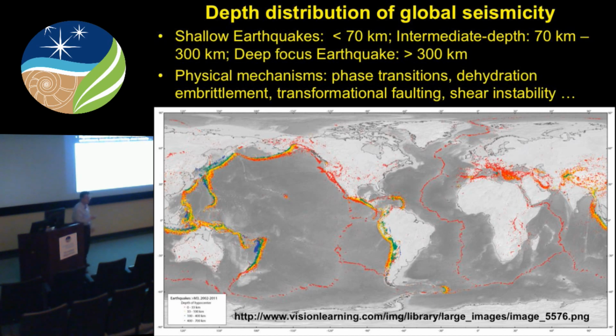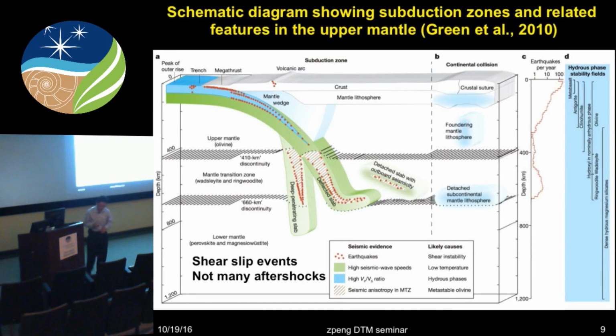Of course, there are many models that have been proposed, and I won't go into the details of that. But generally speaking, you need some kind of weakening mechanism for the earthquake to occur at such depths. So today I'm going to look at this region, the Hindu Kush and Pamir region. This is a region where you get intermediate depth seismicity up to about 250 to 300 kilometers. There's no seismicity deeper than that, but you get a lot of events over there, and they occur repeatedly. We don't know what's going on, so we want to understand why they're there, what we know, and what we don't know about the process.